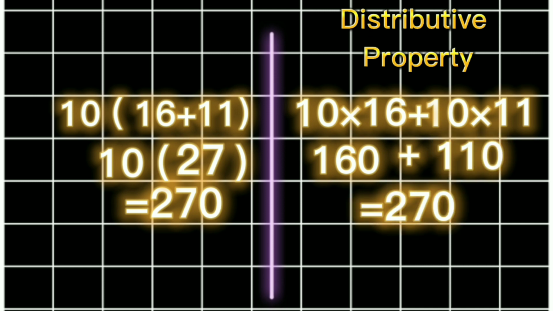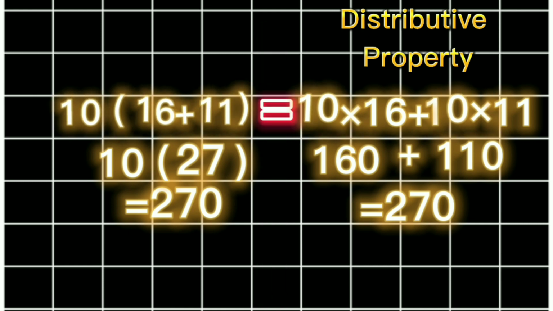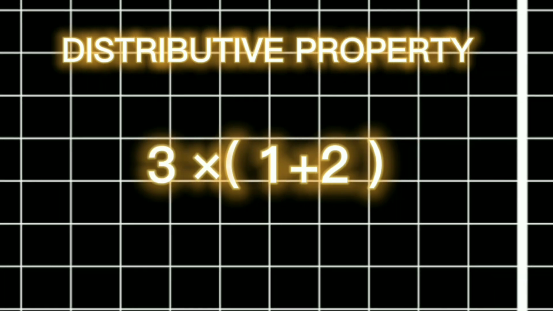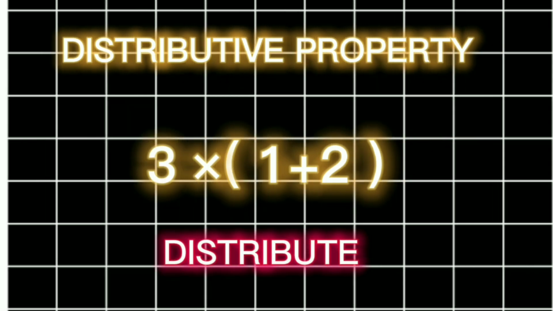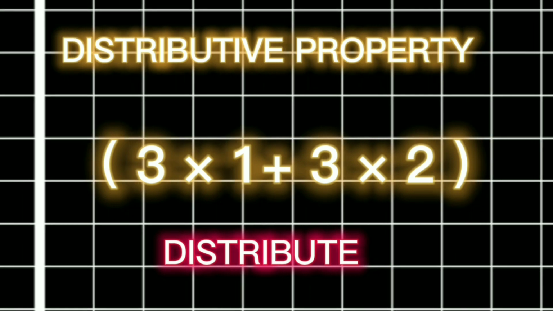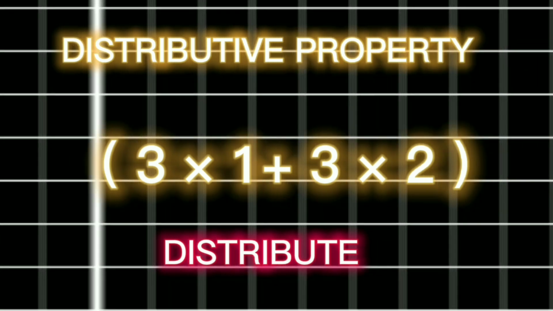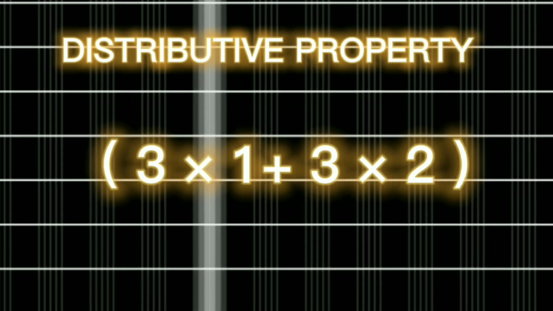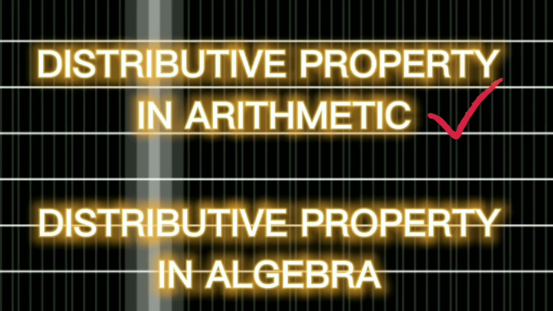Wow! Look at that! We got the same answer in both cases, which means our original expressions are equivalent, even though they have different forms. So the distributive property is basically a way of getting rid of a group that is being multiplied by a factor. If you distribute the factor to each member of the group, you will get the same answer you would if you calculate what's in the group first and then multiply. This is how we distribute in arithmetic.